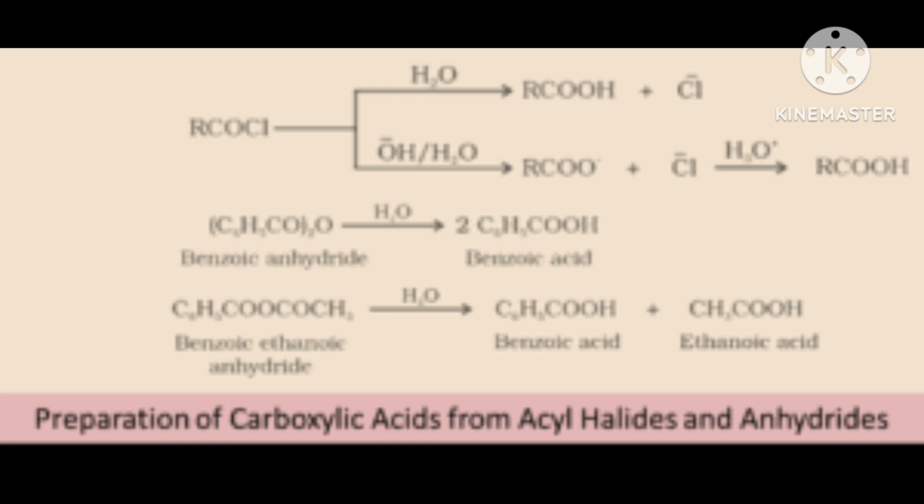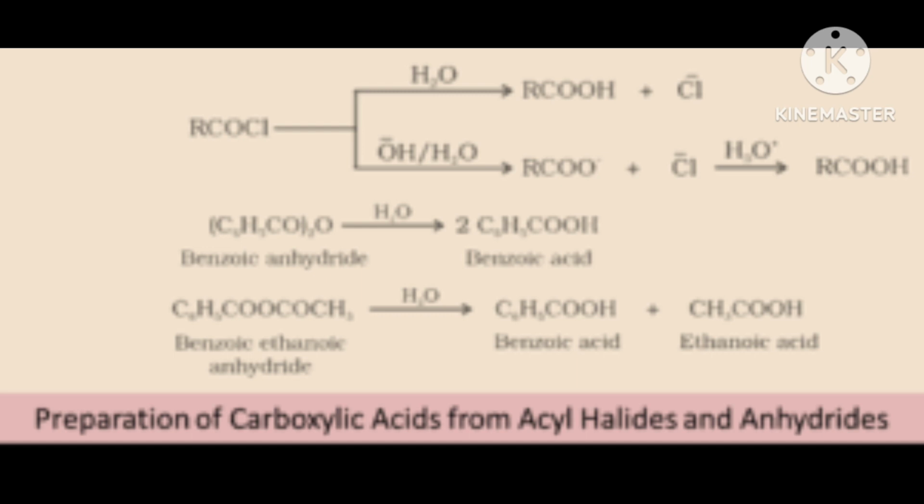I have told you about these things, benzoic anhydride, and how you are getting benzoic acid. But you will get two molecules. C6H5COO with that OH has joined; C plus was there, OH has joined, and it became C6H5COOH. Another molecule of benzoic acid you will also get.